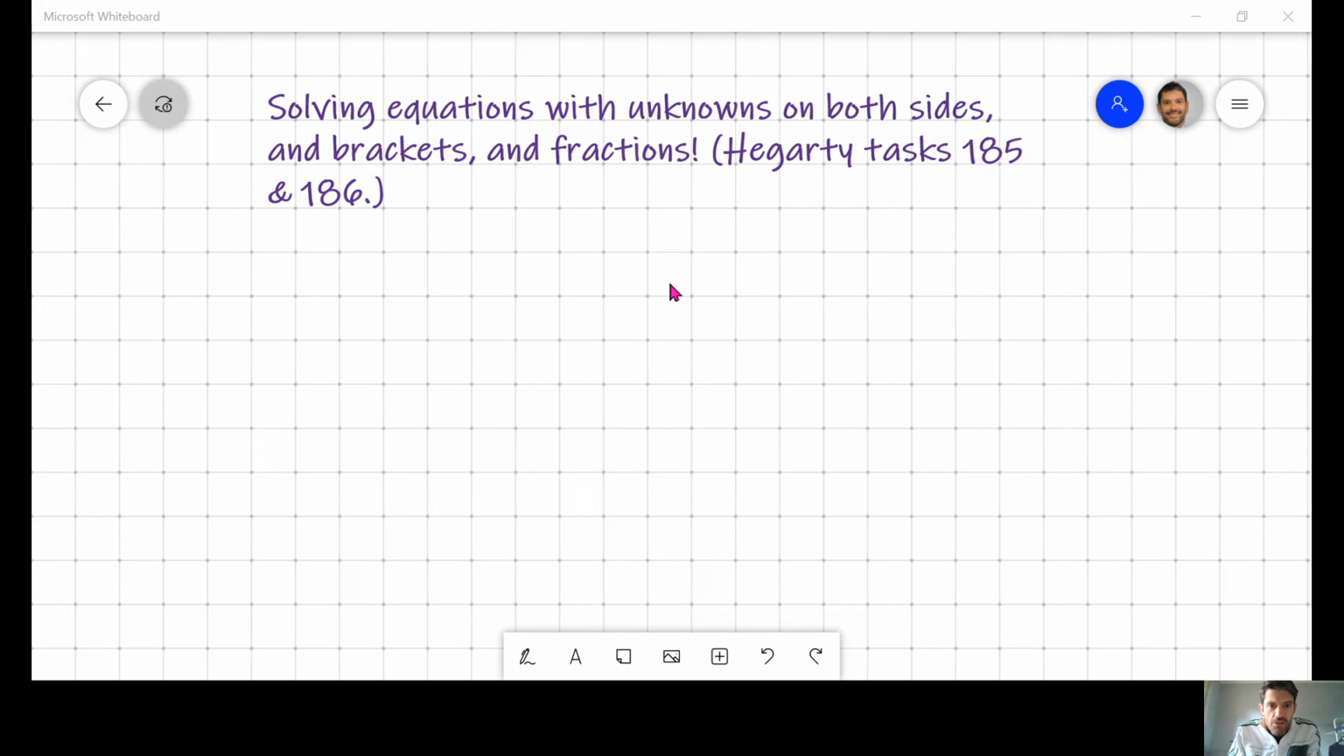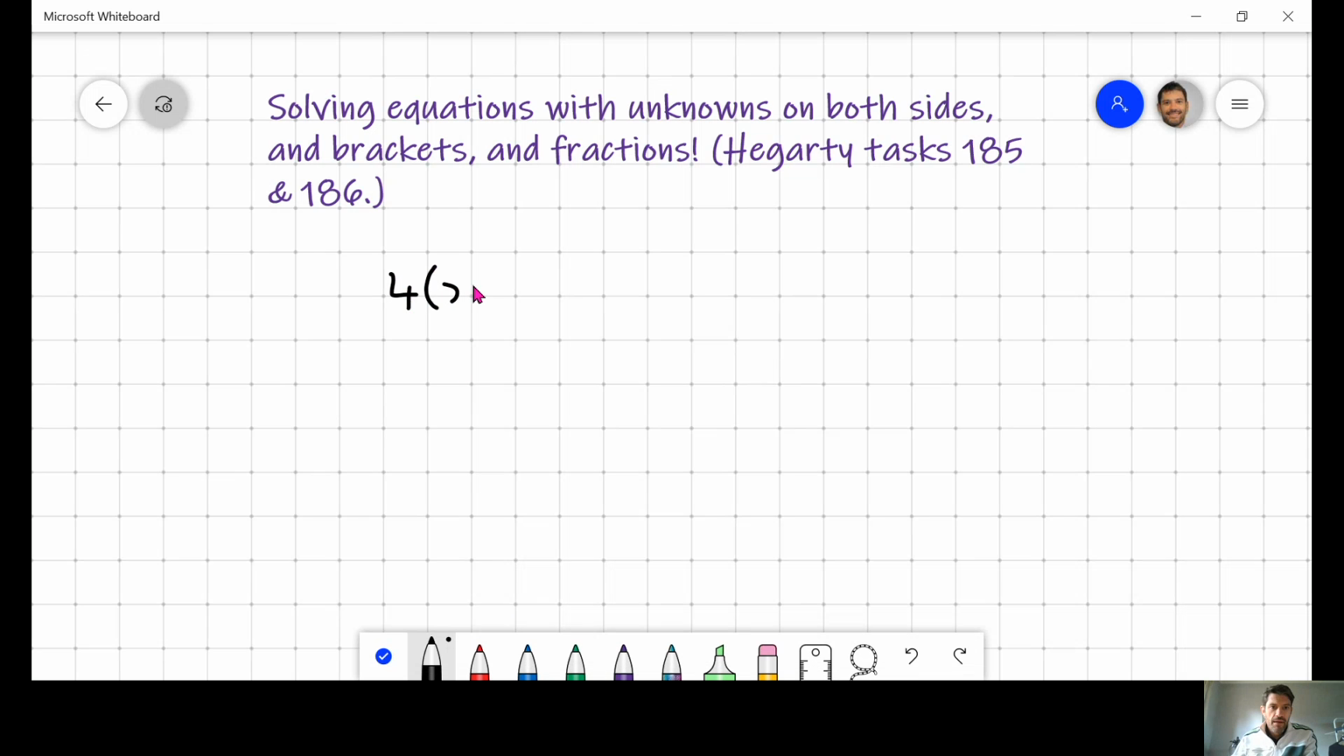So also if we look at some of the questions on Hegarty, you'll see it's 185 and 186. Some of the questions ask you to answer as an improper fraction or as a fraction in its simplest form. Now that means for me it's brilliant because it doesn't have to be able to be solved with an integer answer.